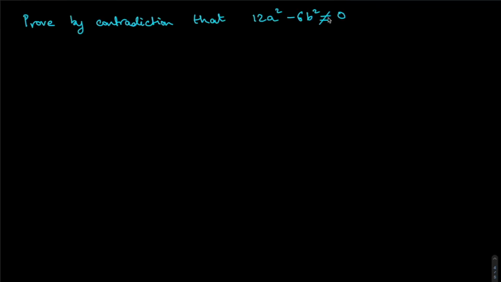We have: prove by contradiction that 12a squared minus 6b squared does not equal 0. Okay, so let's try and see what we can do here, right? So we have first step, again, never leave the step even if you don't get it, right? Assume that 12a squared minus 6b squared is equal to 0, right? We just did the opposite of what it is, right?